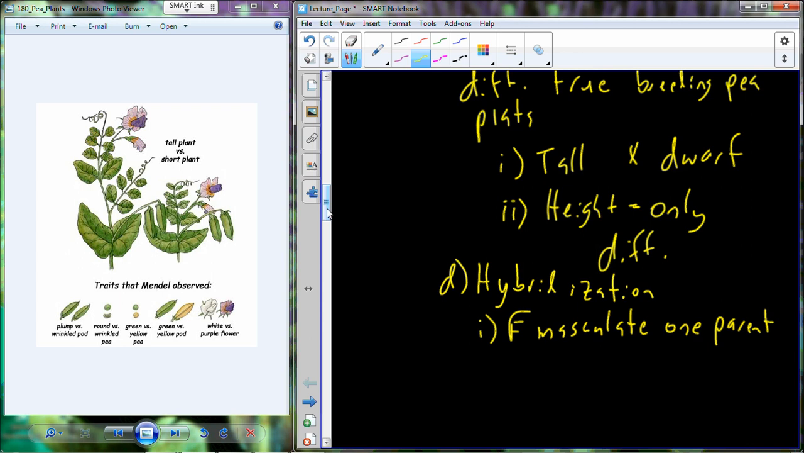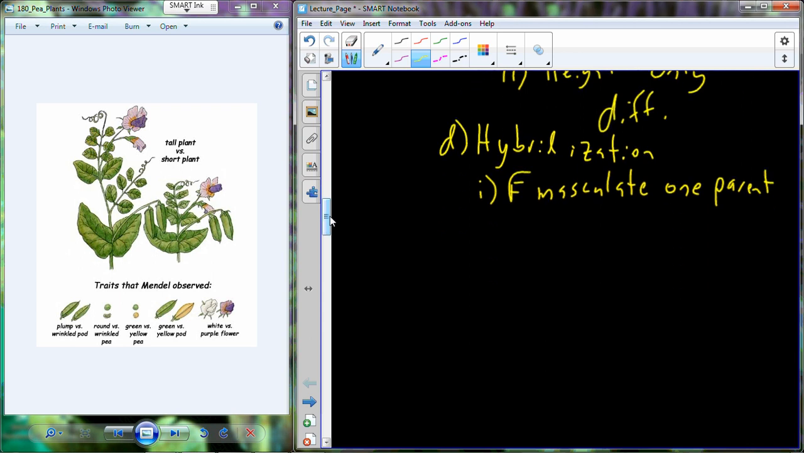Simply, we would remove the male sex organ, which is called the stamen, from one of those plants. And then we would mechanically fertilize, so we'd be left with only the female part of the reproductive organs, the ovaries in the carpel. Emasculate means get rid of the male sex organ from the plant, leaving just the female sex organ left over. And then we'd undergo mechanical fertilization.